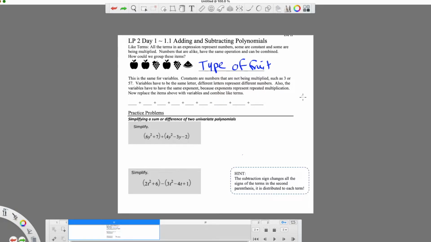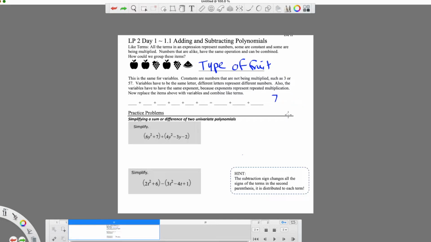Also, the variables have to have the same exponent, because exponents represent repeated multiplication. So if I had something like 7x and 7x squared, these are not like terms anymore, because this means 7 times x, and this means 7 times x times x. That's what the x squared means. That means I'm repeating that multiplication. So it's not the same operation anymore. Now I have 2 multiplication pieces there instead of just the 1.